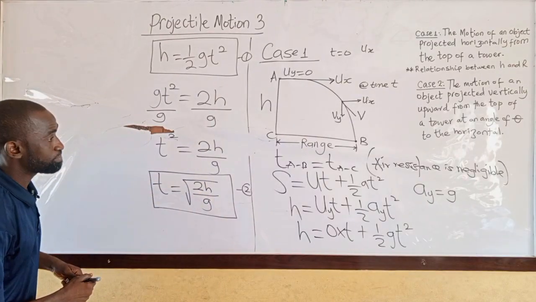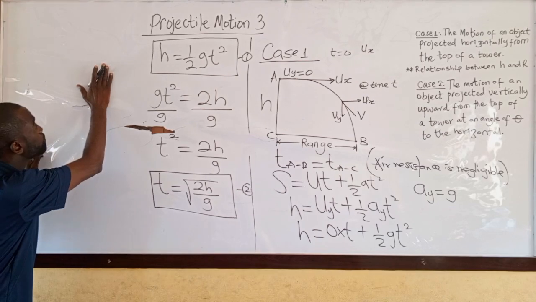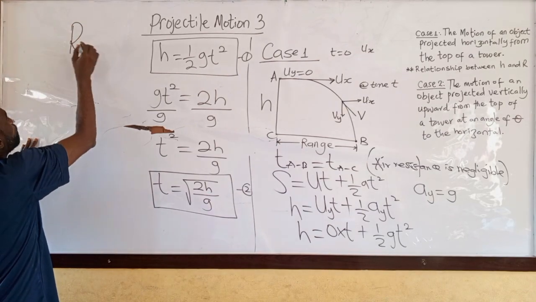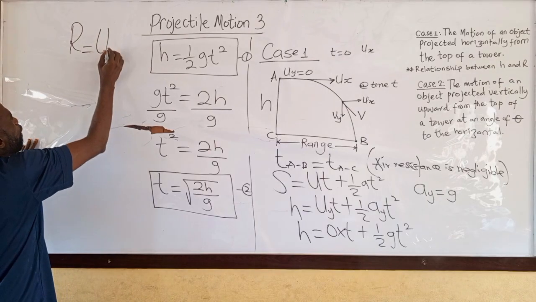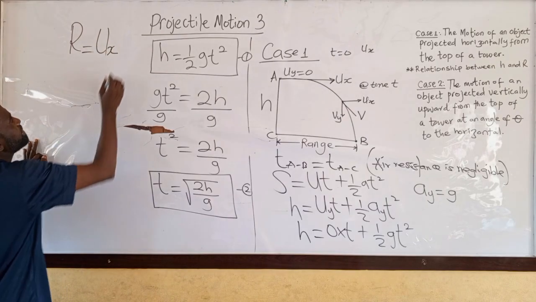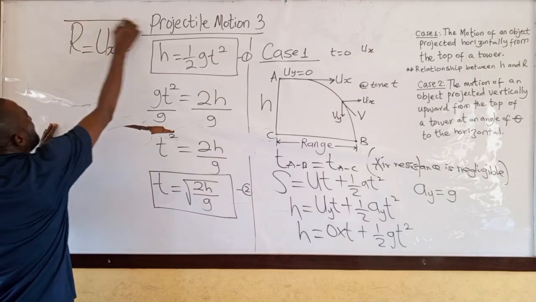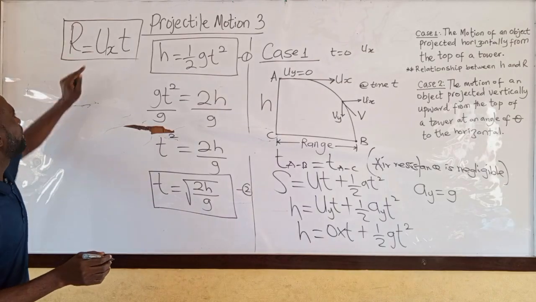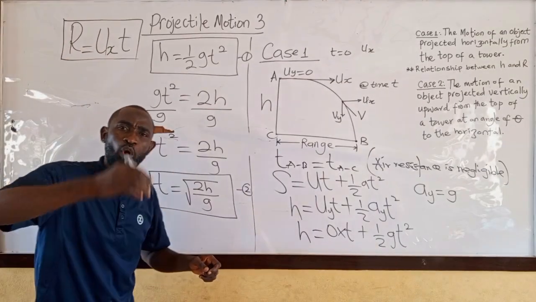So let us go. Range, mathematically, is equal to the product of the horizontal component of the velocity and the time of flight. Take note of this formula. It's a special formula. What is range? Range is u_x times t, meaning horizontal component.